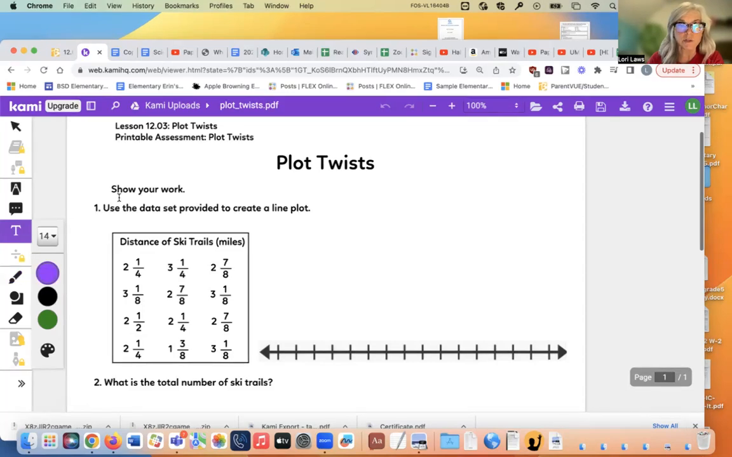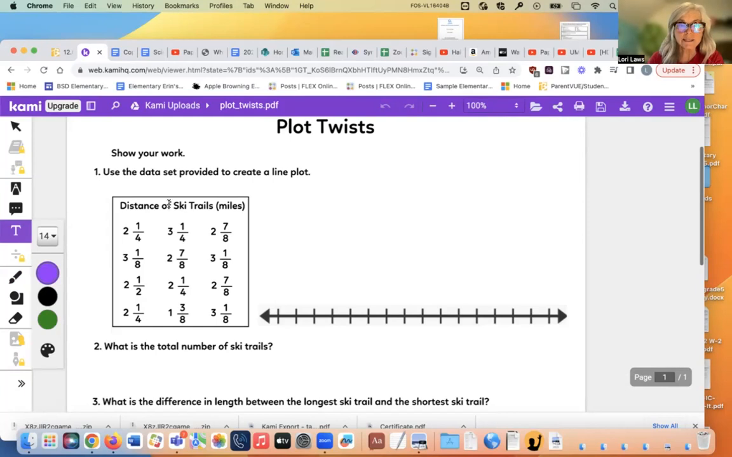what it says. Plot twist, show your work. Use the data set provided to create a line plot. Distance of ski trails. So each one of these is like a ski trail. This ski trail was 2¼ miles long. This one was 3 1/8. This was 2.5. This was 2 1/4. We have 4, 8, 12 ski trails.